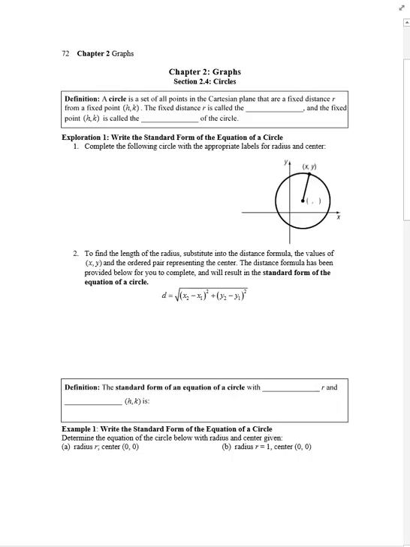Okay, so a circle is the set of all points in the Cartesian plane that are a fixed distance r from a fixed point that we call (h, k). Of course, r is the radius, and the point (h, k) is the center of the circle.